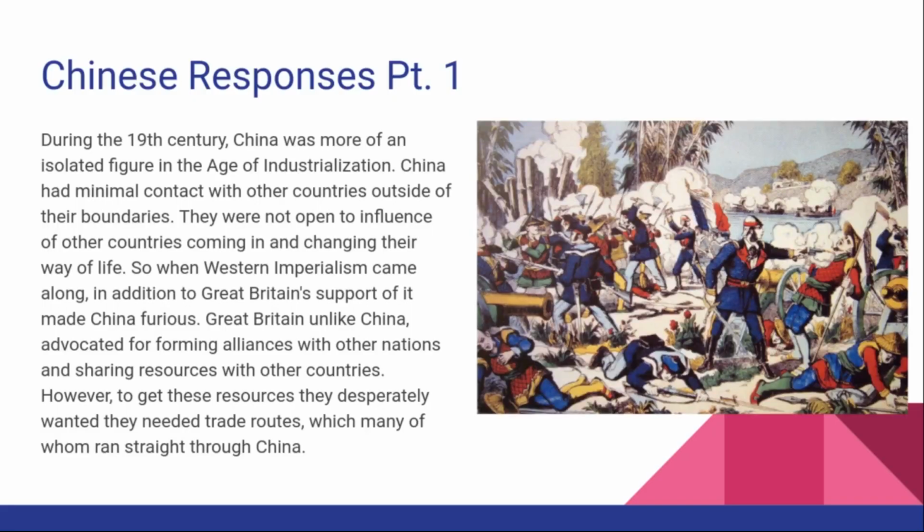Chinese responses, Part 1. During the 19th century, China was a more isolated figure in the age of industrialization. China had minimal contact with other countries outside of their boundaries. They were not open to influence of other countries coming in and changing their way of life. So when Western imperialism came along, in addition to Great Britain's support of it, it made China furious. Great Britain, unlike China, advocated for forming alliances with other nations and sharing resources with other countries. However, to get these resources, they desperately wanted and needed trade routes, which many ran through China.